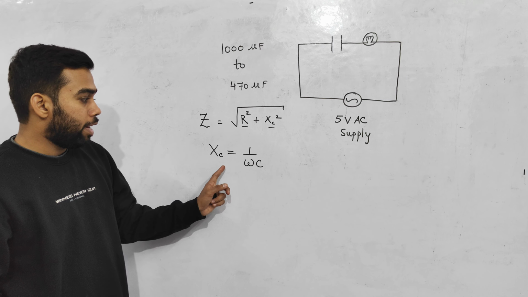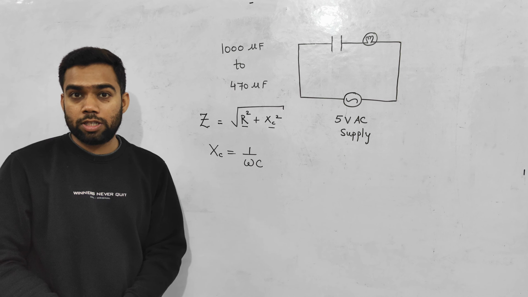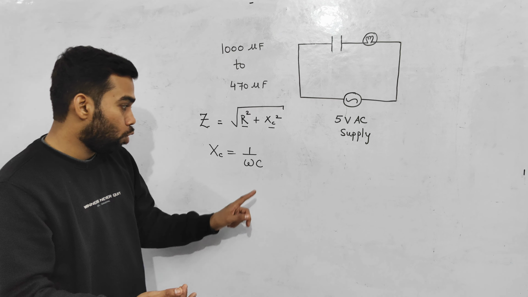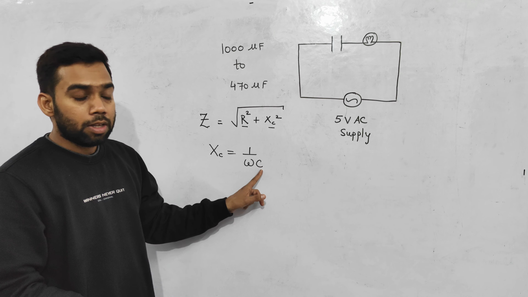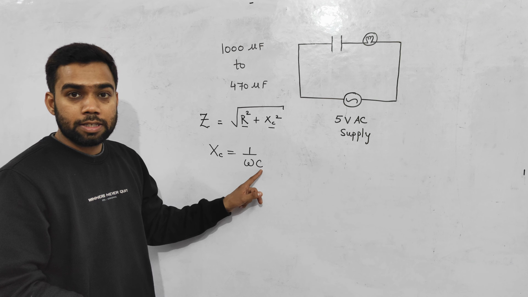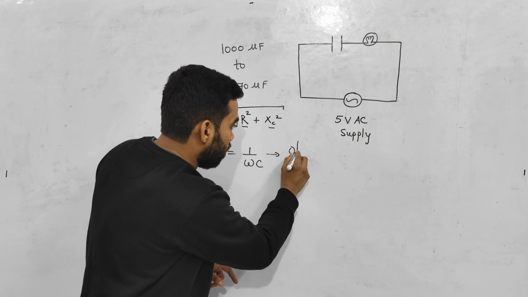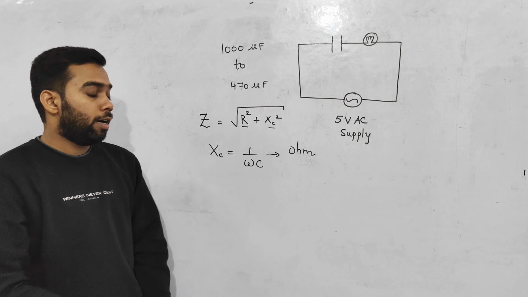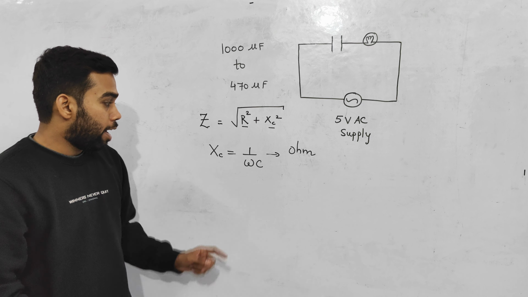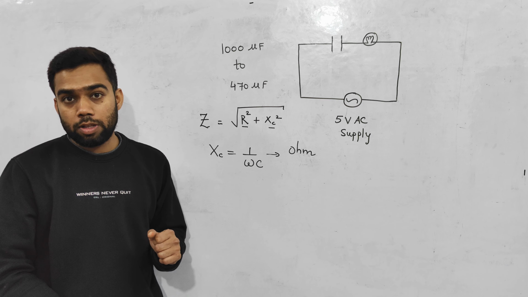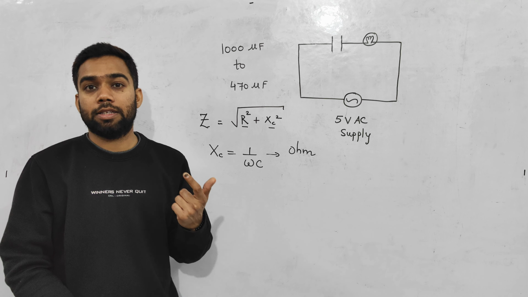Now it is very obvious from this equation that when we increase the value of capacitance C, my resistance XC, which is measured in ohm, goes down. Fine. And when XC goes down, the brightness of the bulb increases.